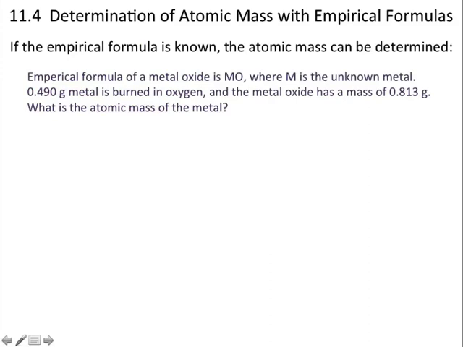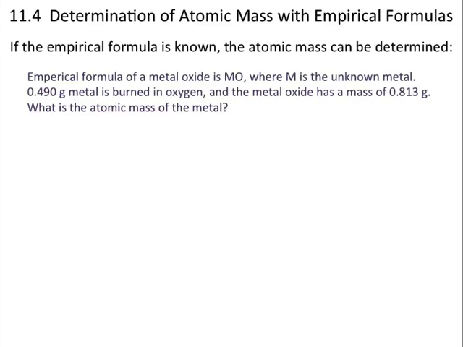Alright, the last little bit in this chapter is a little nuance on this, determining the atomic mass with empirical formulas. And so this is kind of an interesting use case here. So say you had an empirical formula of some metal oxide, and you know the empirical formula is MO, a 1-to-1 ratio. You don't know the identity of the metal. This is different than our previous examples where we knew the identity of all the elements, we just didn't know the empirical formula. Here it's the other way around. The empirical formula is MO, we just don't know what the metal is.